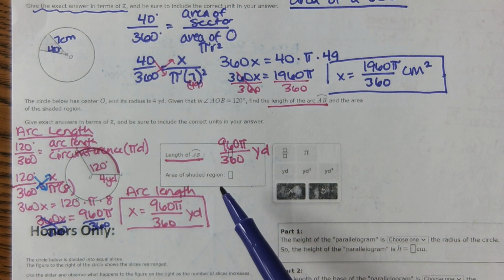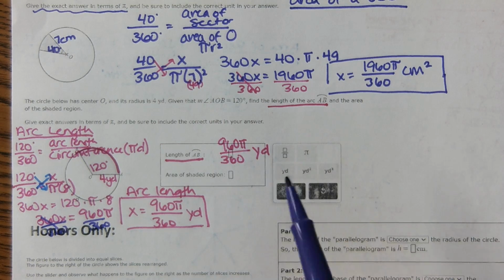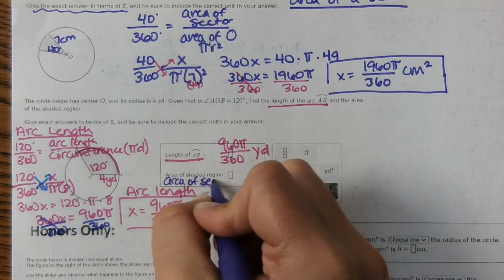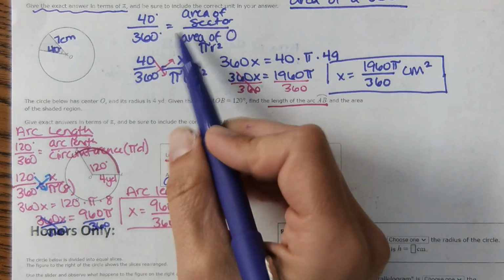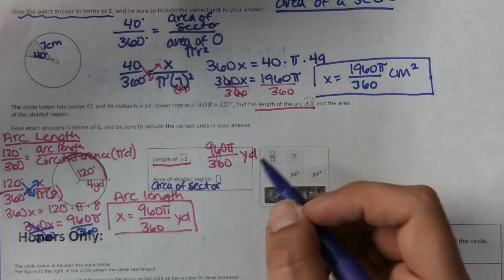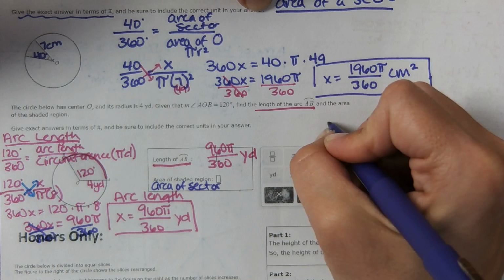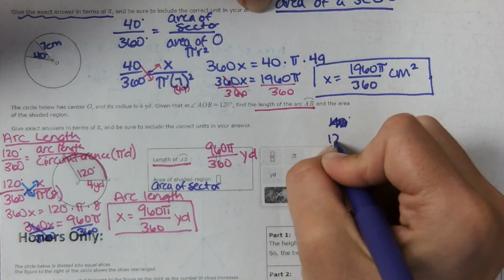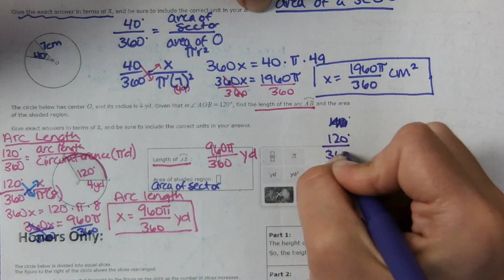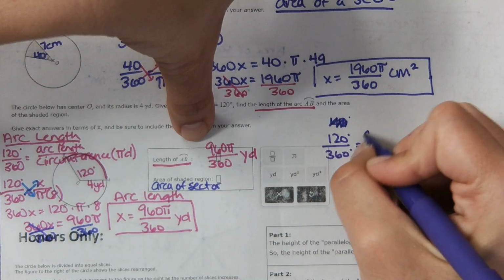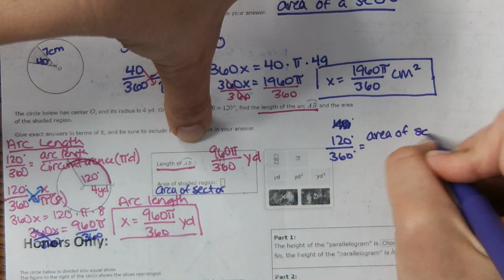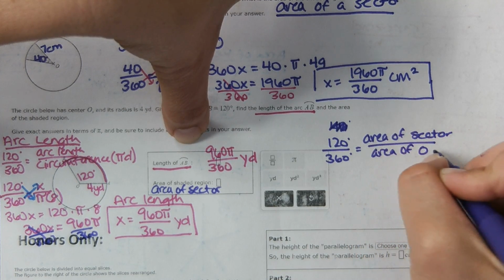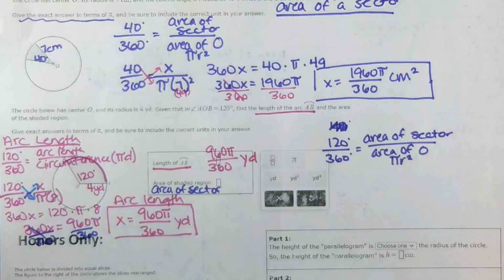Okay, and then area of a shaded region. So this is area of a sector like we've been talking about. So it's the same process that we did up here. So for area of a sector, it's going to be, oh wait, sorry. It's 120 degrees is what they gave us over 360 degrees equals area of sector over area of circle, which is pi r squared.